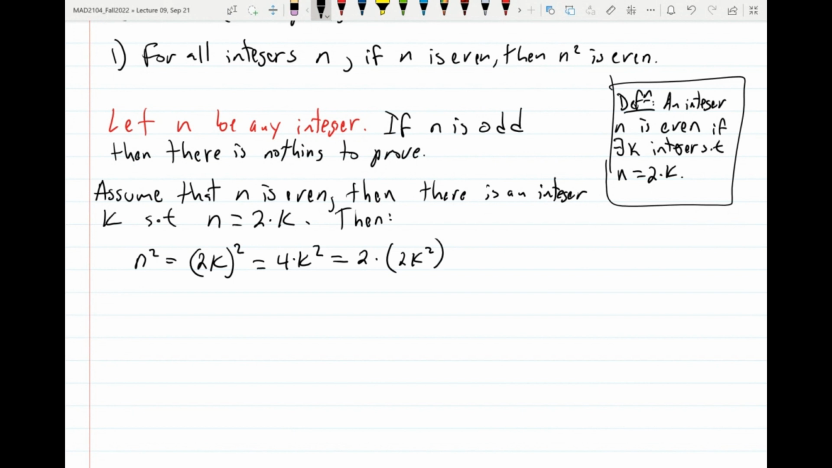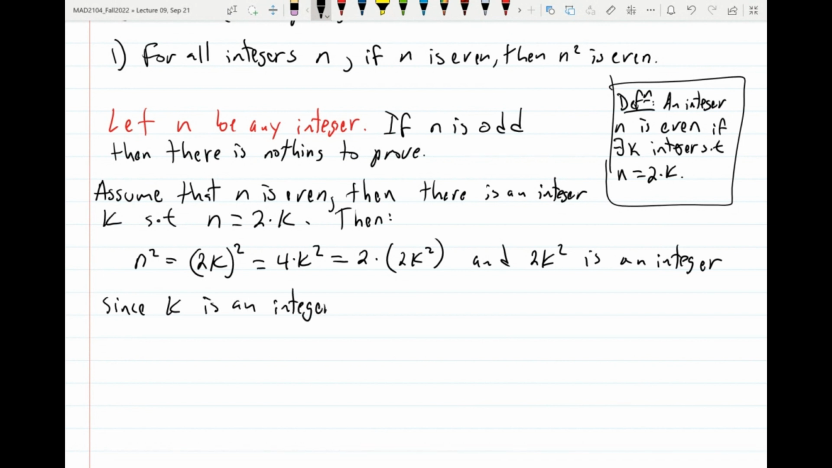And here is the important part. So it's 2 times something. What do we need to verify now? That this something is an integer. So the question is, is this an integer? Yes. Why? Because k is an integer. If you square an integer, you get an integer. Multiply by 2, you still have an integer. So n squared is 2 times something, and 2k squared is an integer, since k is an integer.